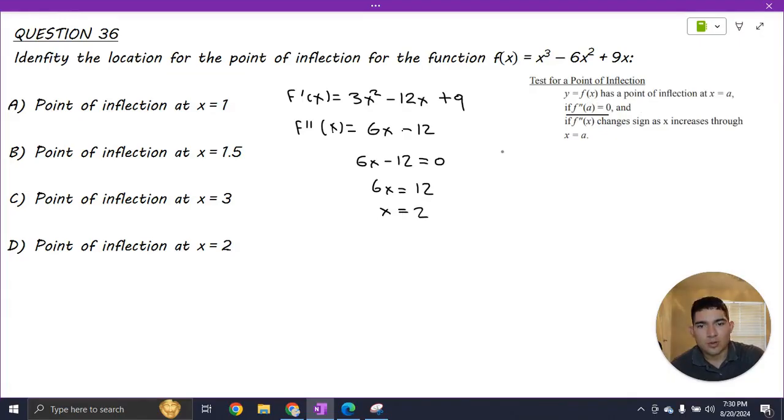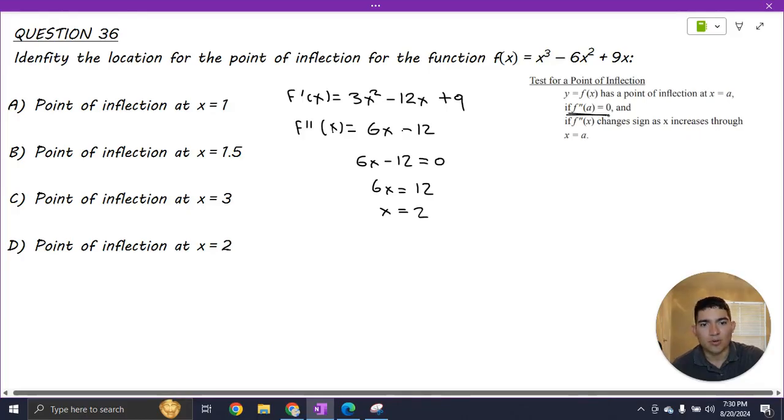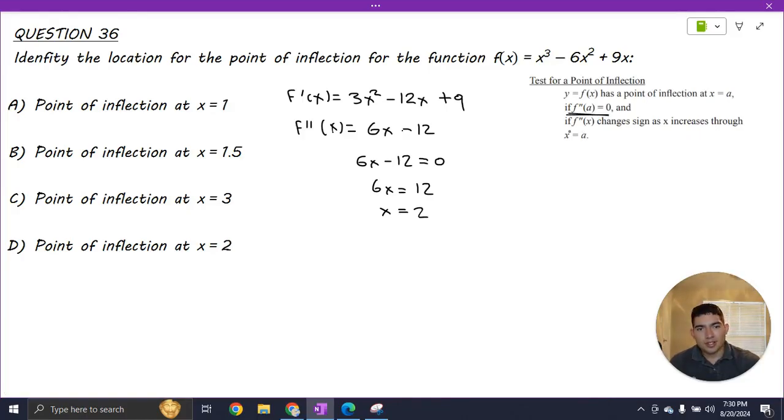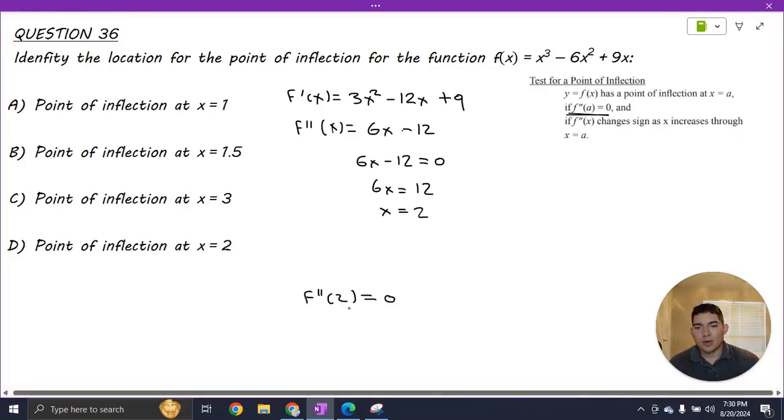So this is going to be our value x equals a that also satisfies f double prime of a equals 0. But as you can see, it says one more thing right here. We need to verify that f double prime of x changes sign as x increases through x equals a. So let's go ahead and check that. So we already know that if we plug in 2 into the second derivative, we're going to get 0. So f double prime of 2 is equal to 0.